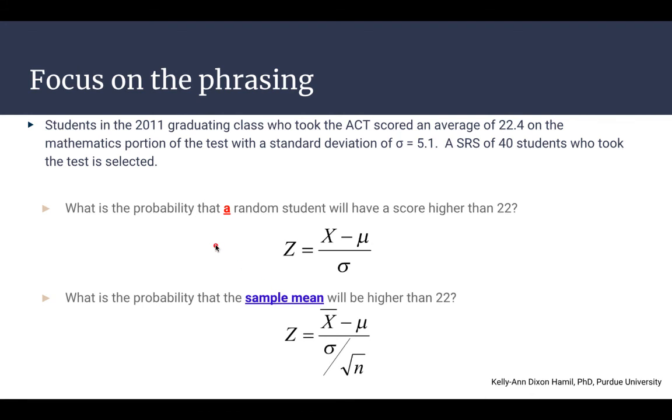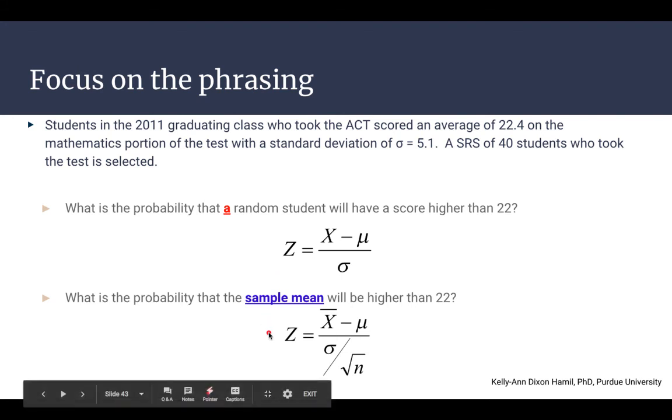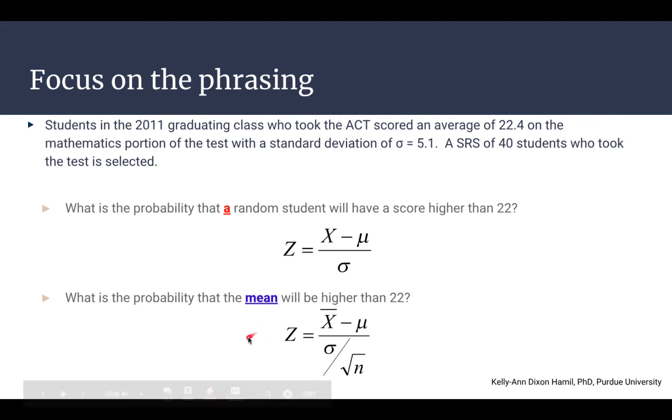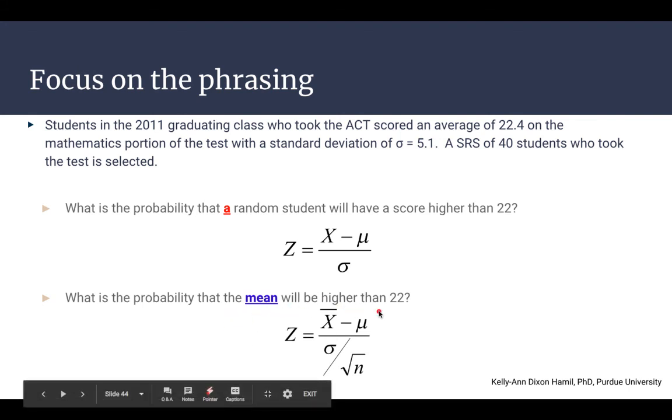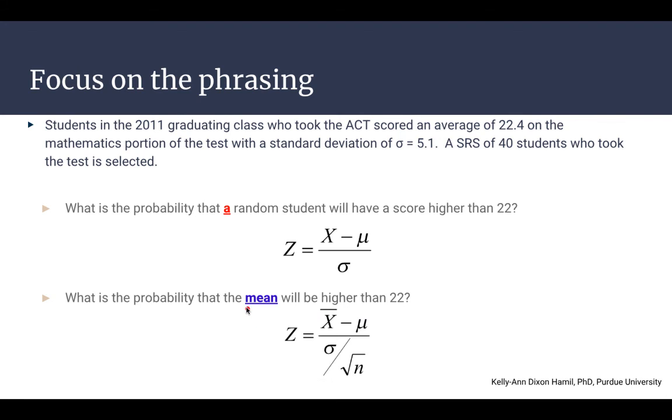This goes back to that idea of how many samples did you take? Are you looking at a single sample, or are you looking at more than one sample? If you're looking at a single sample, we're using the regular normal distribution information. If you're looking at more than one, you're looking at the central limit theorem. I could also have it where it says, what is the probability that the mean will be greater than 22? So it doesn't even have to use the word sample. You just know that you're looking at a mean. A mean is a collection of numbers that are being averaged versus a single number. And I could also have it where it says the word average, because remember, the words mean and average are synonymous.